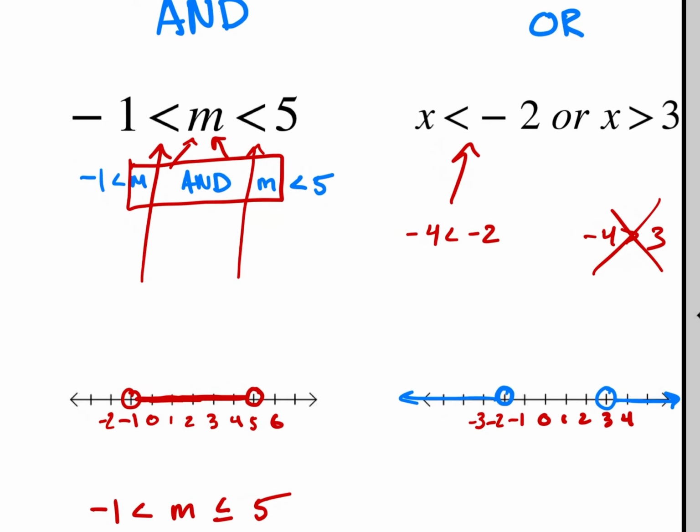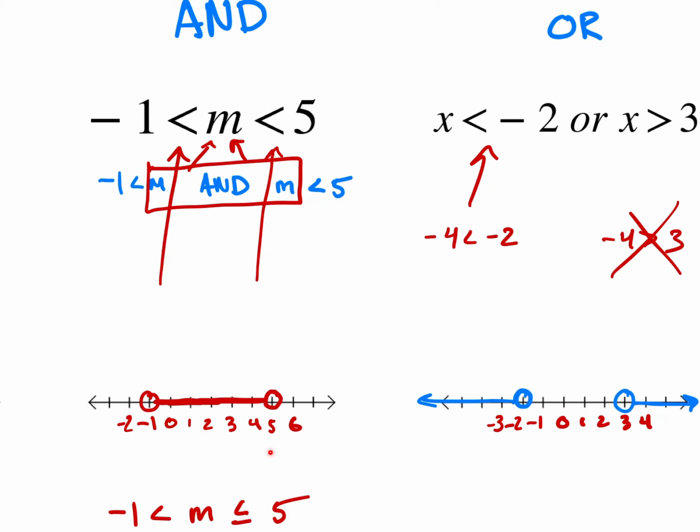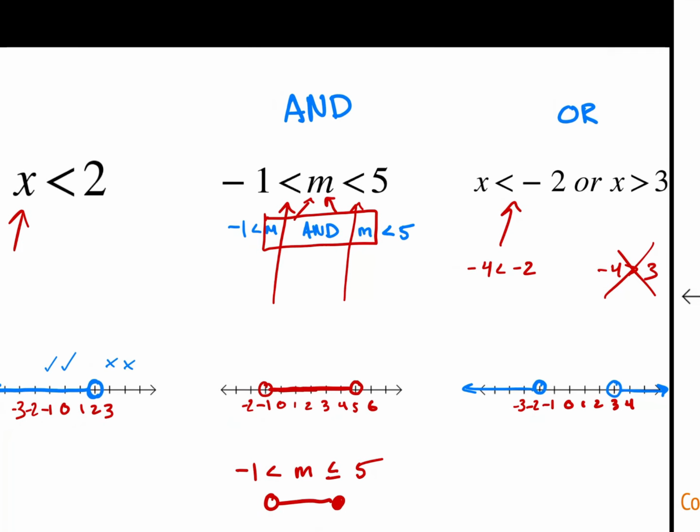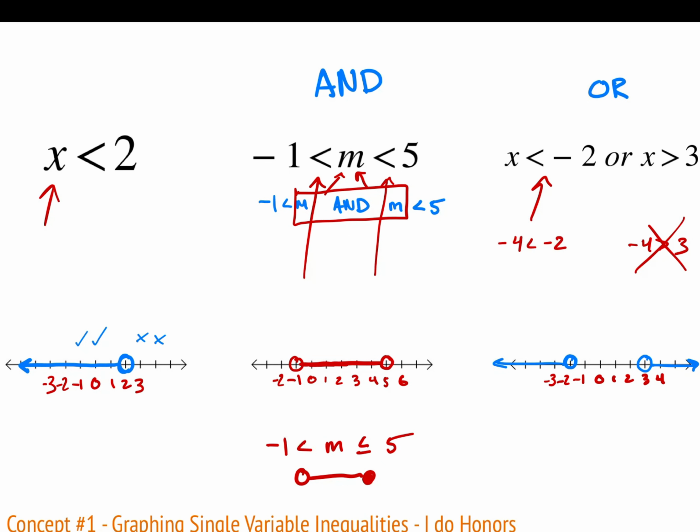When you look at the differences between these two, you can see that the and compound inequality is facing in between, right in between each other. And then for the or, because they're very different, they're bouncing. One's going to the left, one's going to the right. And you're going to see that a lot.